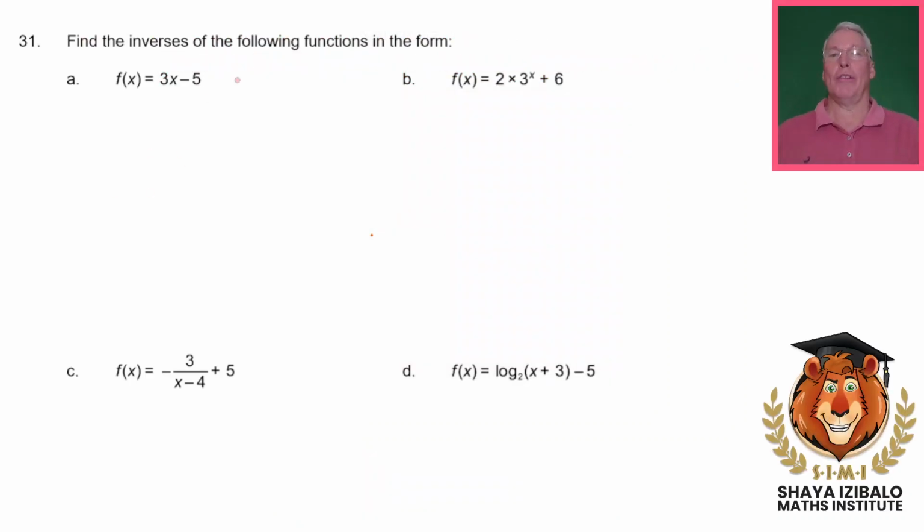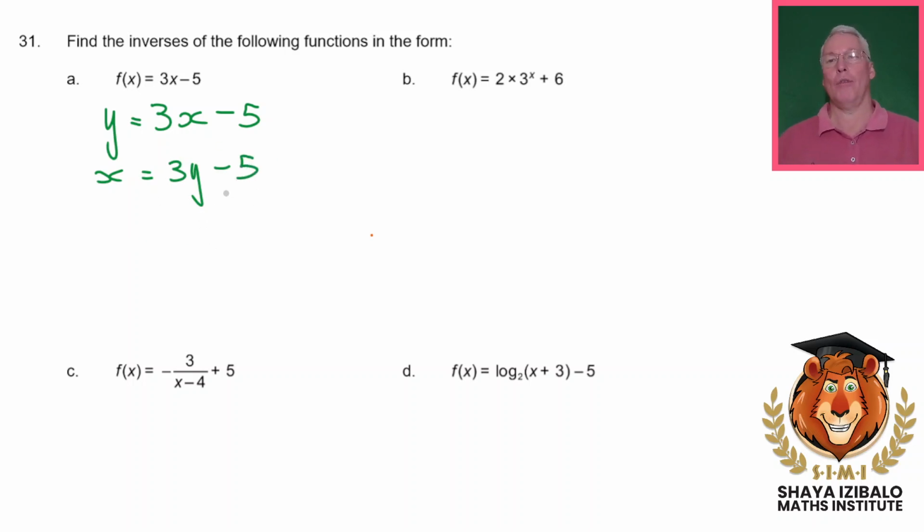Right, we're finding inverse functions. Remember the steps. It's a real step-by-step process here. First thing we do is we write it as y equals. So y equals 3x minus 5. Then we swap x and y around. x is 3y minus 5. Next up, we solve for y. We make y the subject of the formula.